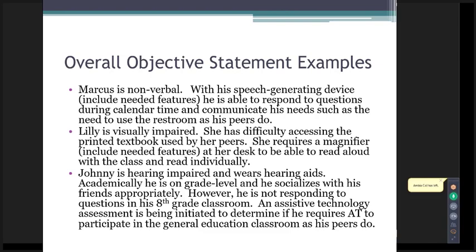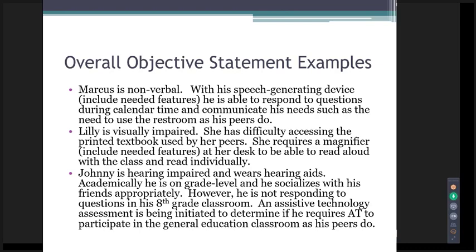If you've got someone that needs a speech-generating device, it might be that Marcus is nonverbal with his speech-generating device, and here you would include the needed features of those devices, but not being the speech pathologist, I didn't feel comfortable putting those in right now. He is able to respond to questions during calendar time and communicate his needs, such as the need to use the restroom, as his peers do. So you can see that I have put in a comparison to same-aged peers. I've put in how he makes progress in the general ed curriculum. I would put in features of AT if I was a speech pathologist and knew more about those things. And I also talked about the success that he has with the AT.